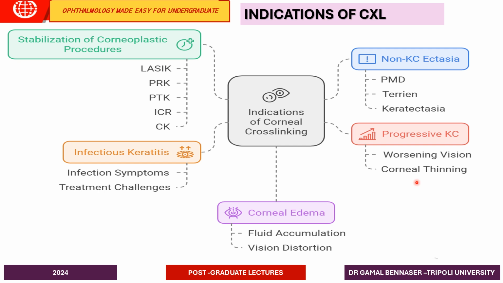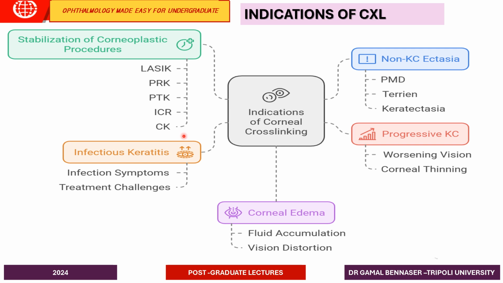Another indication is other non-keratoconus ectatic diseases, like pellucid marginal degeneration, Terrien marginal degeneration, and keratoglobus, and so on. Another indication is what is known as corneoplastic procedures, that is, as adjunctive treatment along with LASIK, PRK, PTK, ISR, CK, or as a subsequent procedure to manage complications such as post-LASIK ectasia and so on.